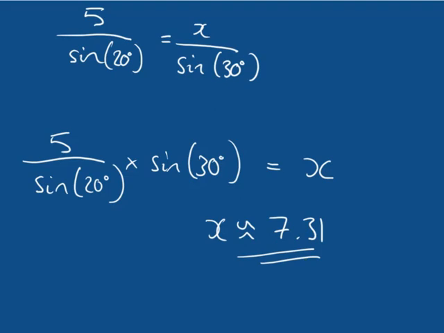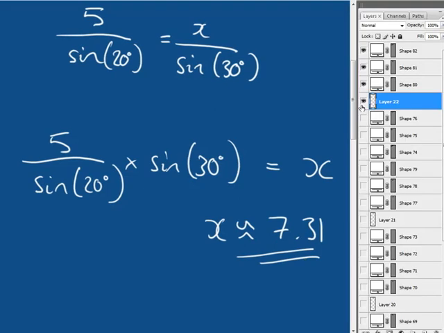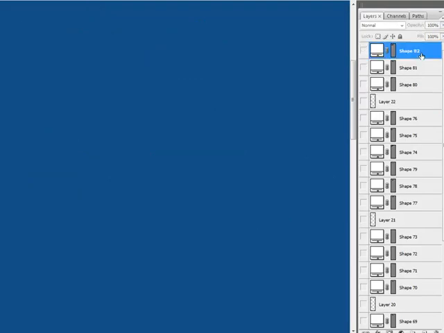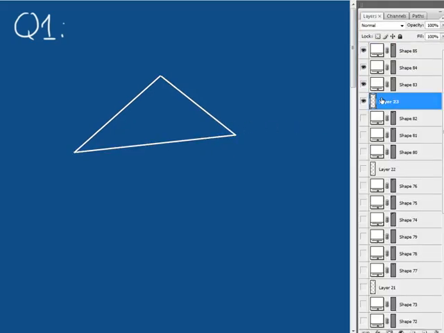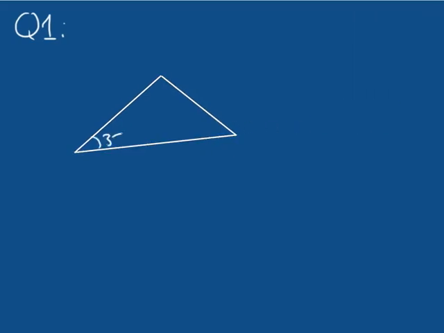Alright, so let's look at the first question. I'm going to bring up a new whiteboard so that we have as much room as possible to work here. So starting out, this is question 1. And I'm going to draw a triangle. So something like this. And the information that we know about this triangle is that this angle is 35 degrees. This edge has a length of 5, and this edge has a length of 8.